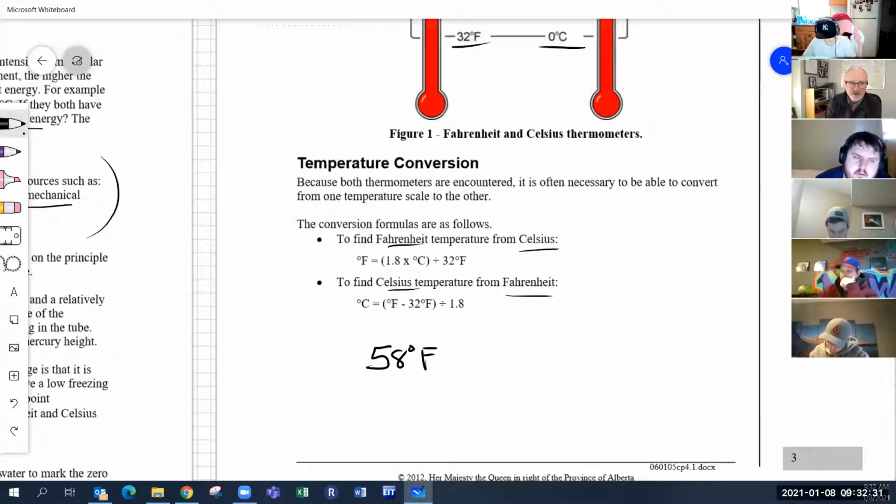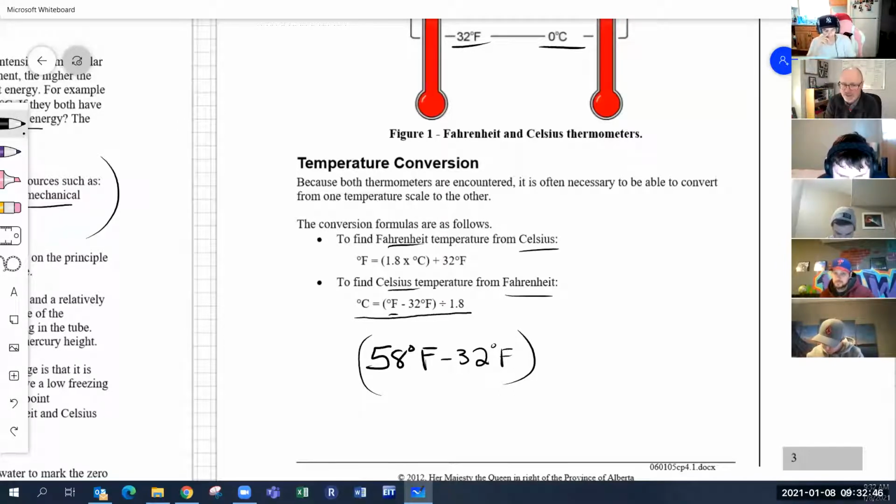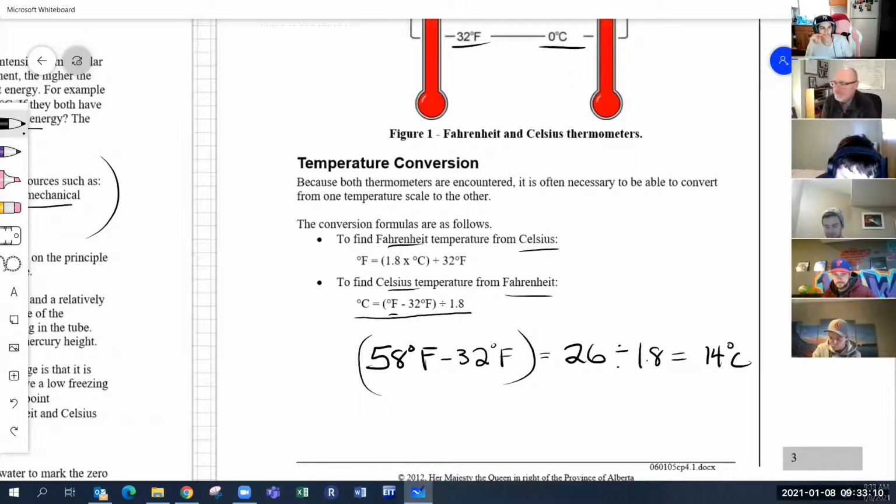So we want to use this formula right here. You take your degrees Fahrenheit minus 32. That's in a bracket, so you have to go 58 minus 32, hit the equals button. That's 26. And then we divide that by 1.8. And that's 14 degrees C. Okay, pretty easy, pretty straightforward.